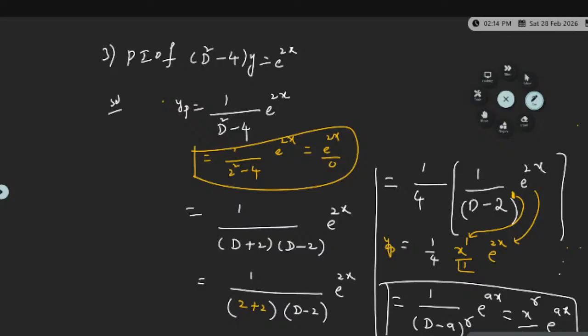After splitting the factors, once again get ready to substitute d equal to 2. It is possible to substitute d equal to 2 in the first factor, but not in the second factor, because the second one will give 0.